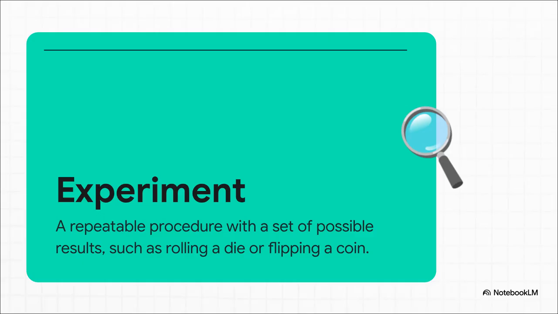Now, before we get to the formula itself, we just need to get 3 key terms straight. First up is the experiment. And no, this isn't about lab coats and bubbling beakers. In probability, an experiment is just any repeatable action with a clear set of possible results. Things like rolling a die, flipping a coin, or drawing a card from a deck.